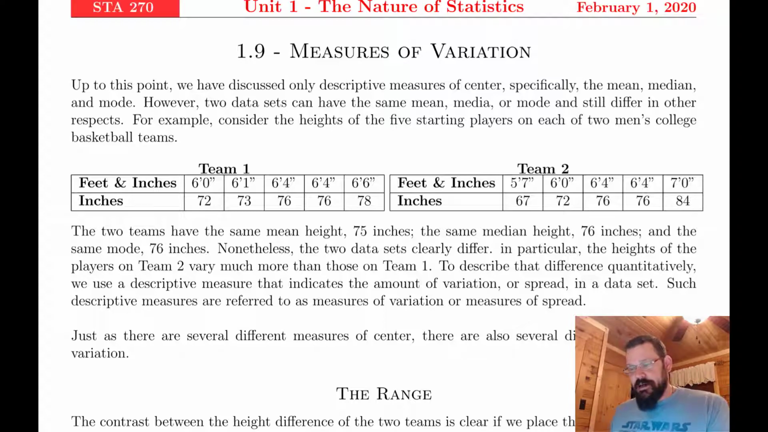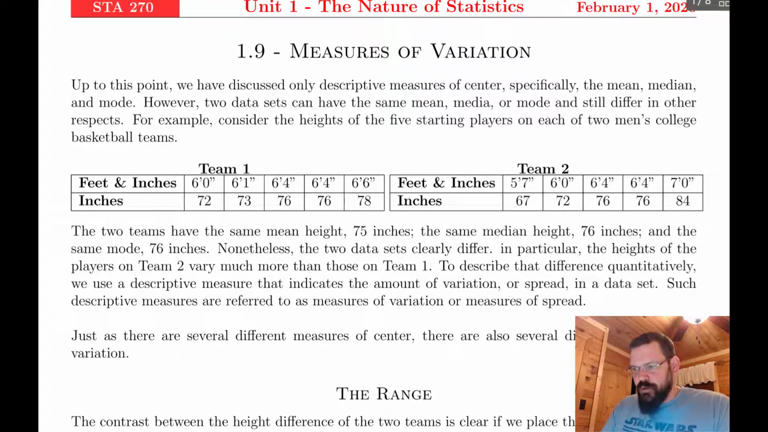So anyway, the measures of variation, unlike the measures of center, we're looking at the spread on the set of data that we're given. So you notice right here, we have two teams, team 1 and team 2. These are the 5 starting basketball players on these respective teams. And you can't really tell much just at first glance, because the data has not been compiled for it.